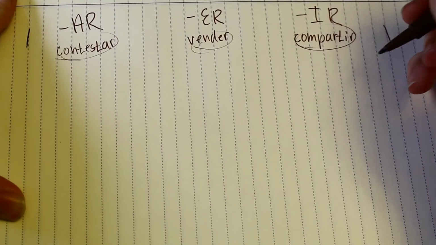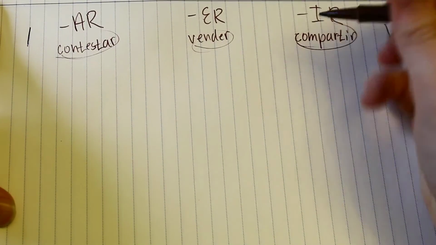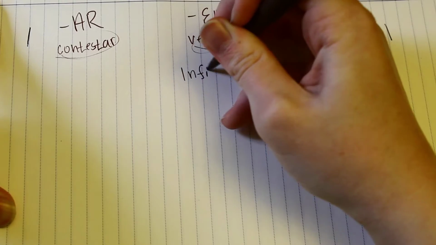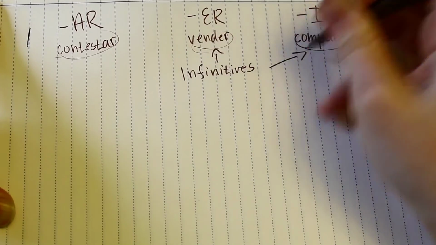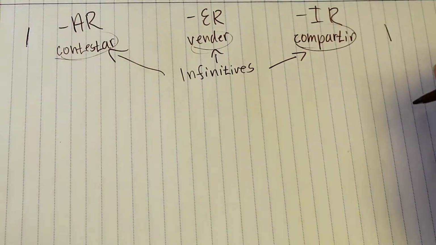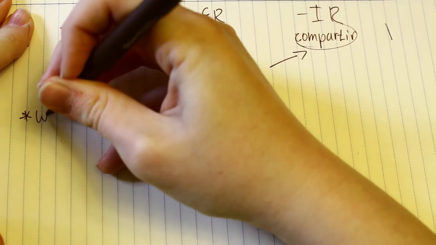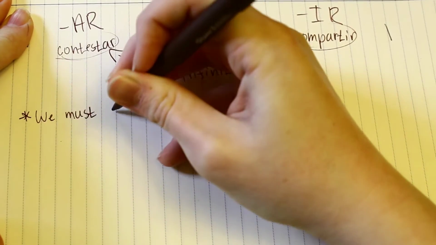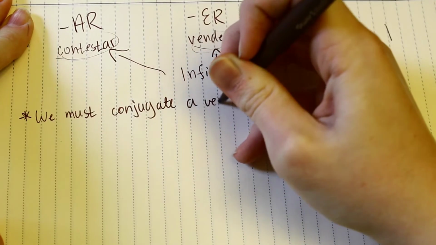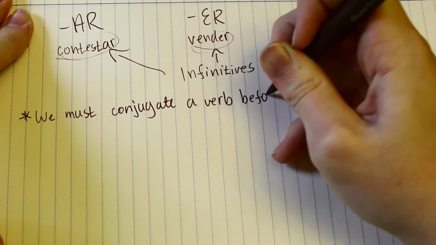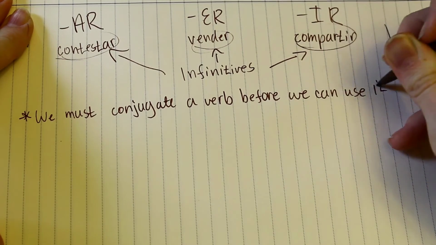These verbs that I just wrote out that end in AR, ER, and IR are all called infinitives because they still have their original ending on them. So these are all infinitives, which means we can't use them yet. If you want to actually use a verb in Spanish, you need to conjugate it first. So we must conjugate a verb before we can use it.